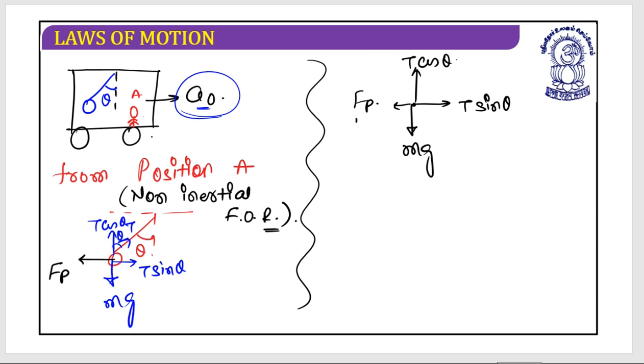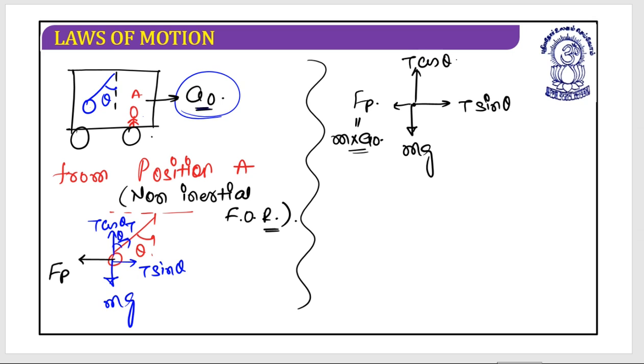Now what would be the value of the pseudo force? It is the mass of the bob, which is m, times the acceleration. It's mass into acceleration. Here m is the mass of the object on which the pseudo force is being applied, and the acceleration must be the same acceleration with which the frame of reference is moving.